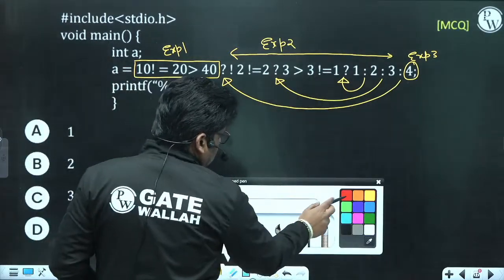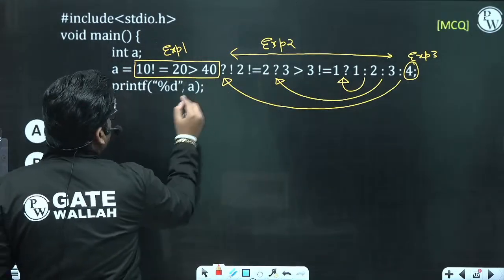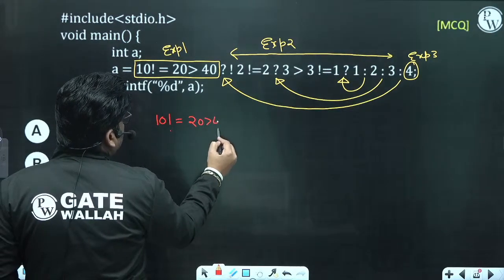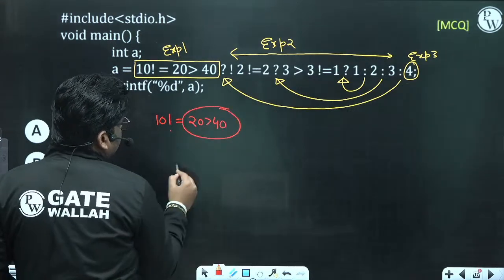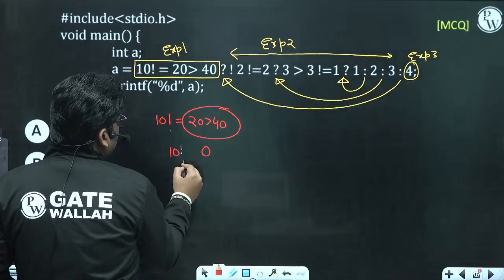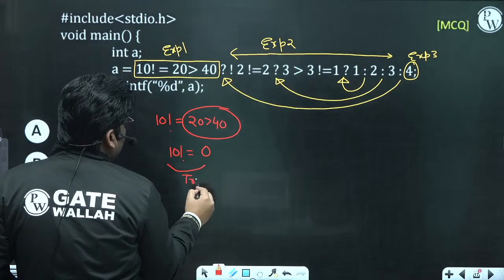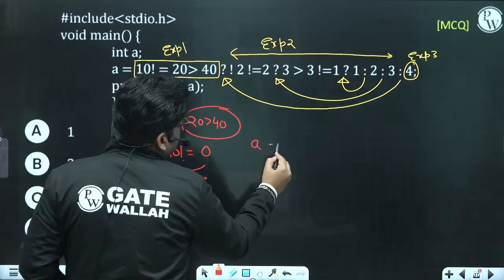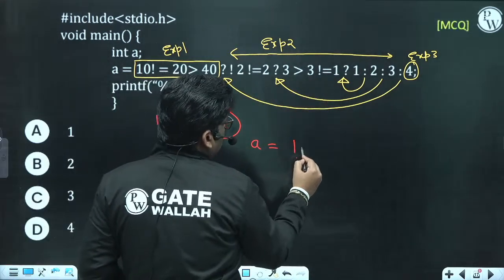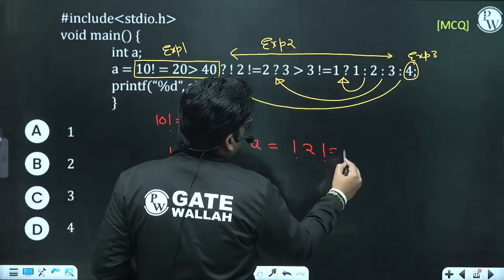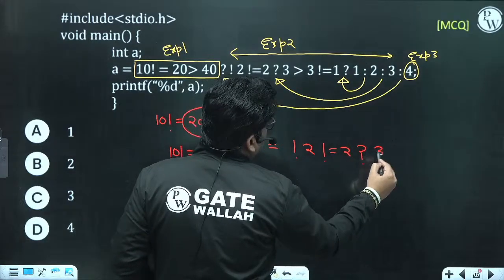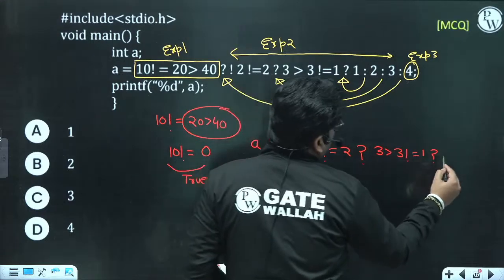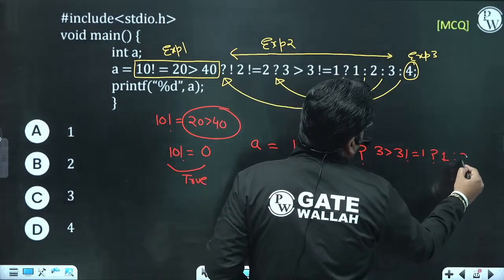Okay, sir. Let's try to find out the value of this expression 1. So 10 not is equal to 20 greater than 40. First of all, this would be evaluated because this is 0. Now 10 not is equal to 0 is true. And because the expression 1 is true, the value of this entire expression becomes equal to expression 2. So now A is not 2, not is equal to 2, question mark 3 greater than 3, not is equal to 1, question mark 1 colon 2 colon 3.